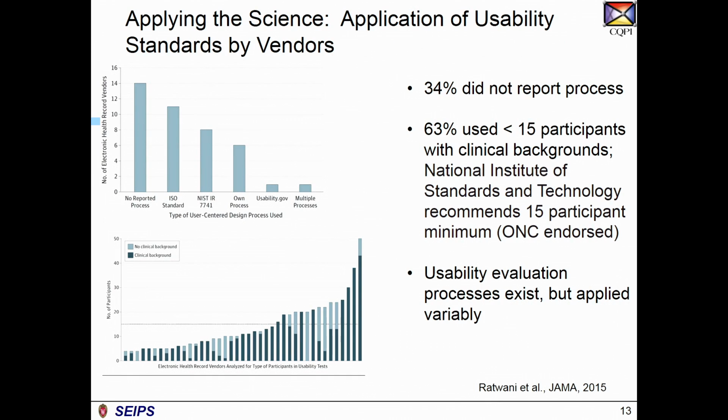So anyhow, a third of them did not report a usability process. Of those that reported, this bottom graph shows the dark bars are clinicians or clinical background. Light bars are no clinical background. There's a recommendation, at least from a usability perspective, that at least 15 participants with clinical background should be evaluating the EHR. When we look at this, two-thirds use less than 15 participants with clinical background. So the point of this slide is basically that usability evaluation processes exist, but they're being applied variably.